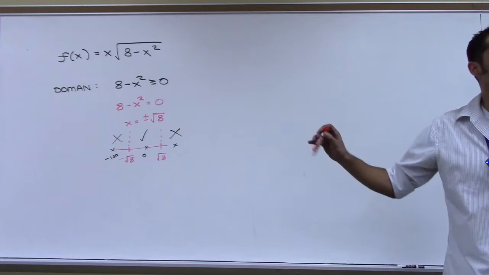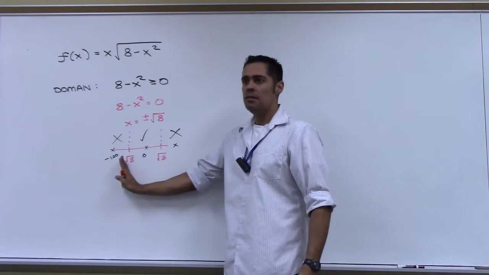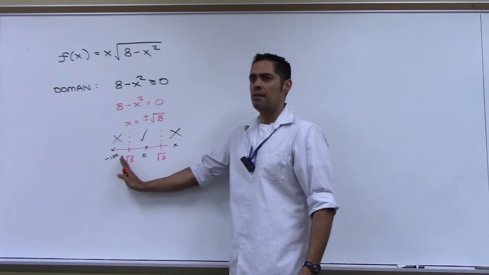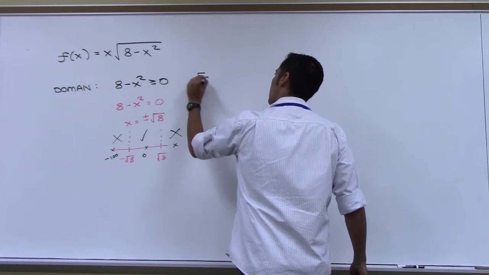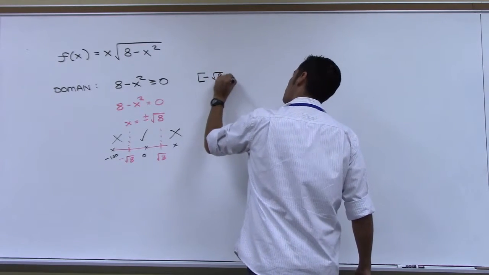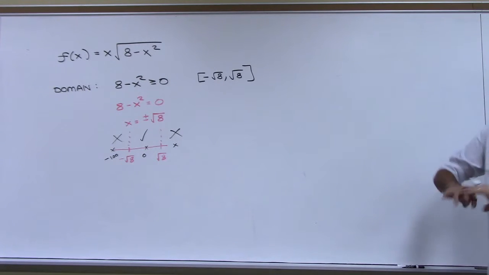So the domain of this function is just the stuff between and including negative root 8 to root 8. So the domain is negative root 8 to root 8. That means when I graph this, I'm not going to have a picture going out both directions, am I? That's good, because I won't have to do a horizontal asymptote. I won't have to do a limit as x goes to infinity, will I? Right?